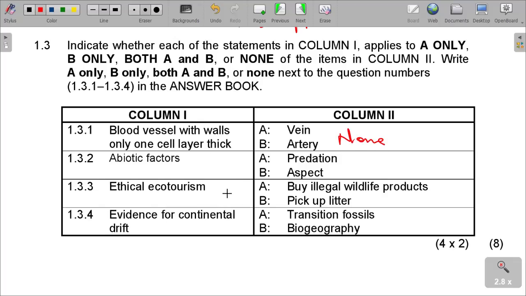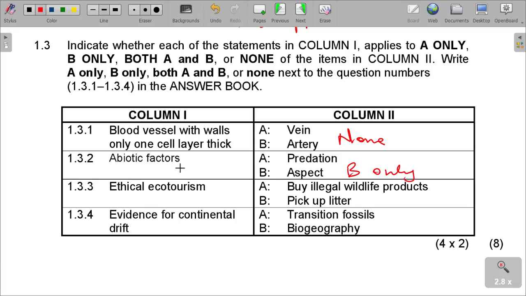Abiotic factors. We are looking at an ecosystem. Which one is it? Predation is biotic, it is living. So abiotic obviously should be B only.